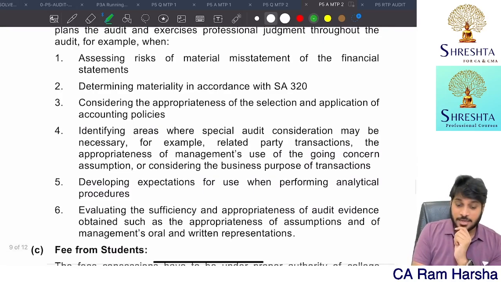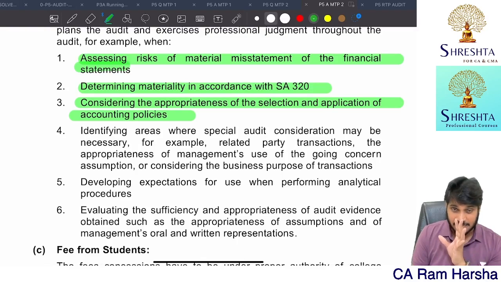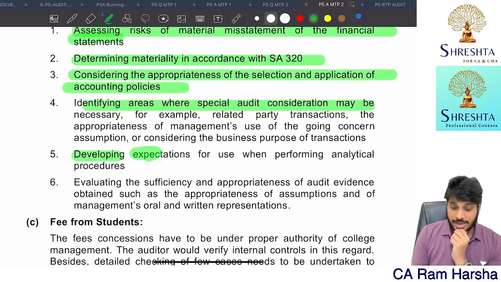So risk assessment helps continuously. It helps in assessing the risk. It helps in determining materiality. It helps in whether accounting policy is selected and applied properly. It helps in identifying areas where special focus is necessary, special audit. It also helps in developing expectations for use in performing analytical procedures.